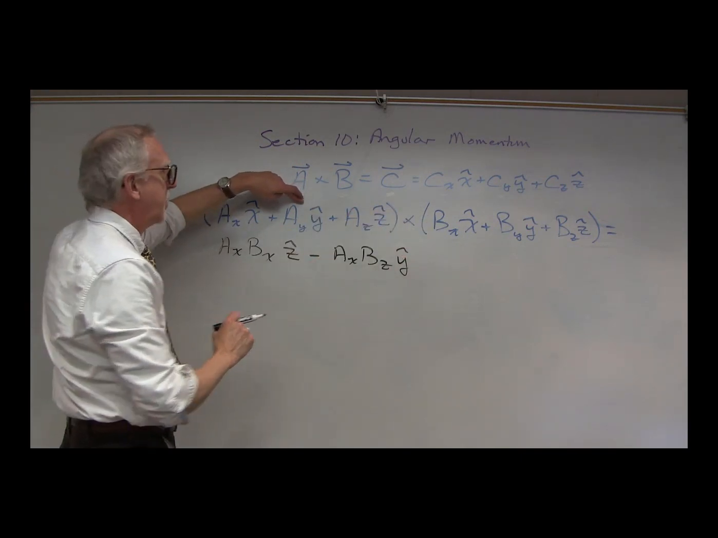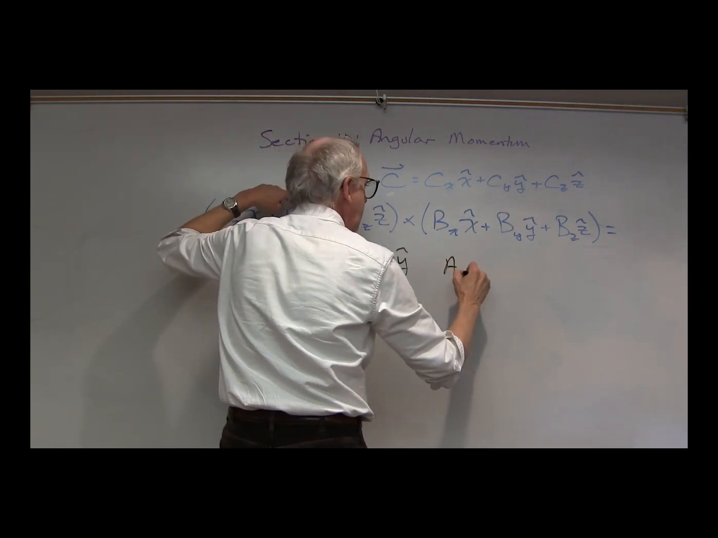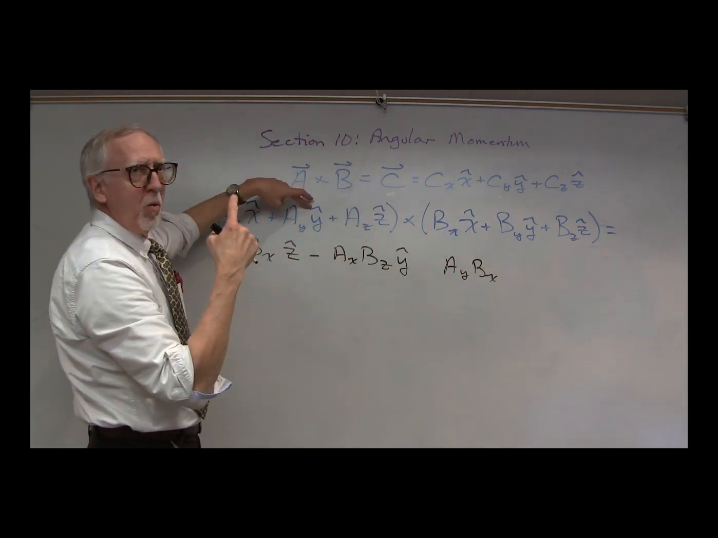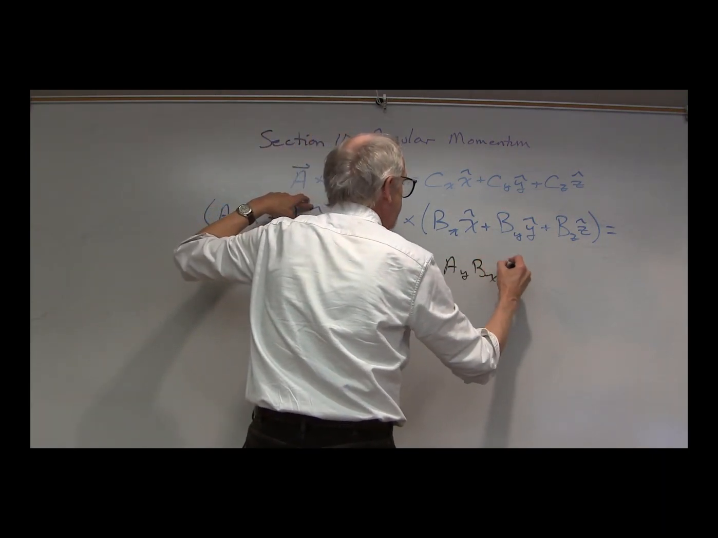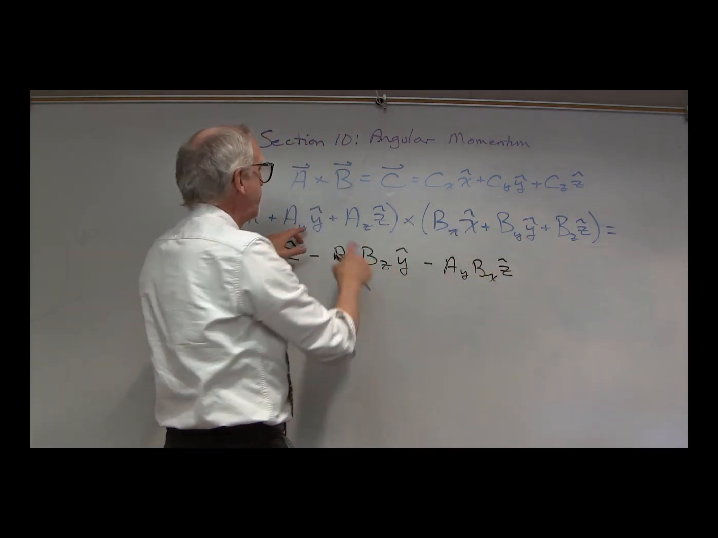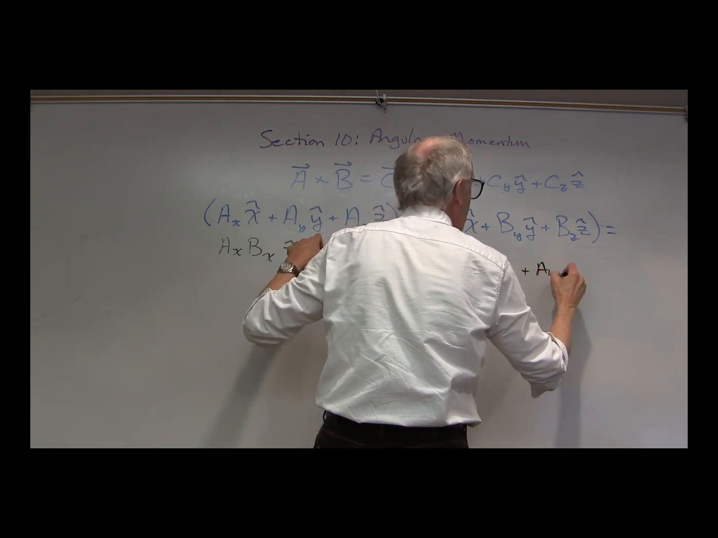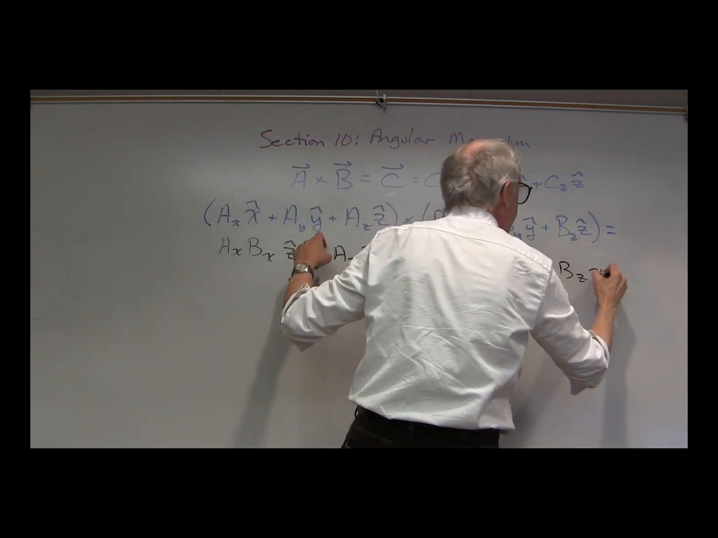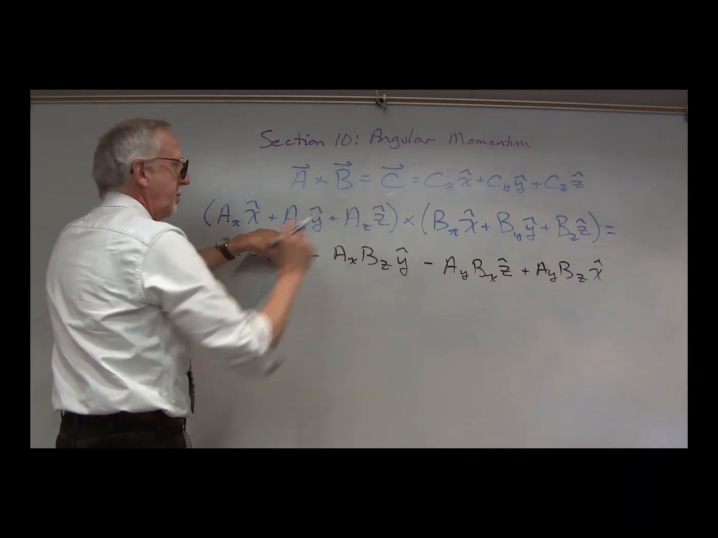Let's do the second term. We have ay times bx, so ay, bx, and then y hat cross x hat. Y hat cross x hat, that's going backwards, so that is negative z hat. And then we'll have y hat cross y hat, but that's 0. And then we'll have y hat cross z hat. So this will be plus ay, bz, and y hat cross z hat is x hat. Okay, so that's the second term crossed all of those.